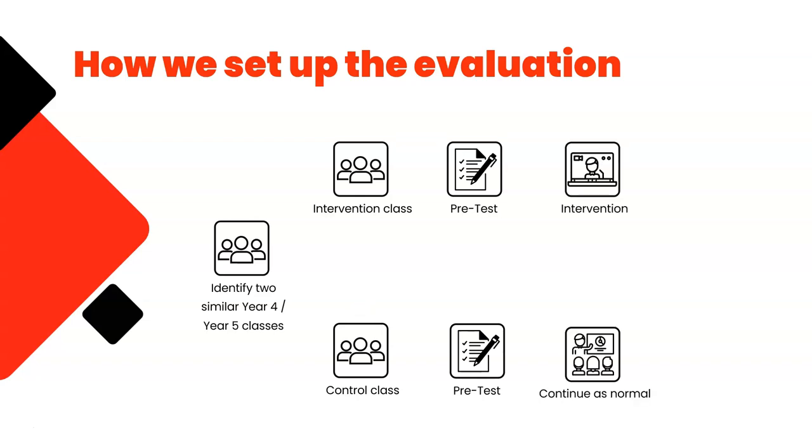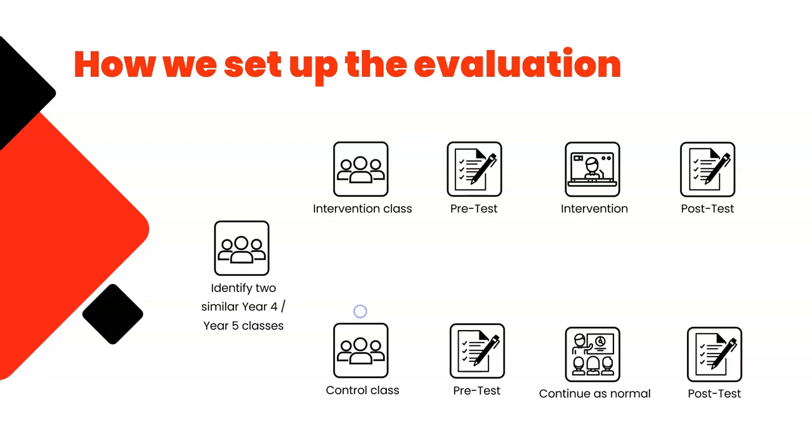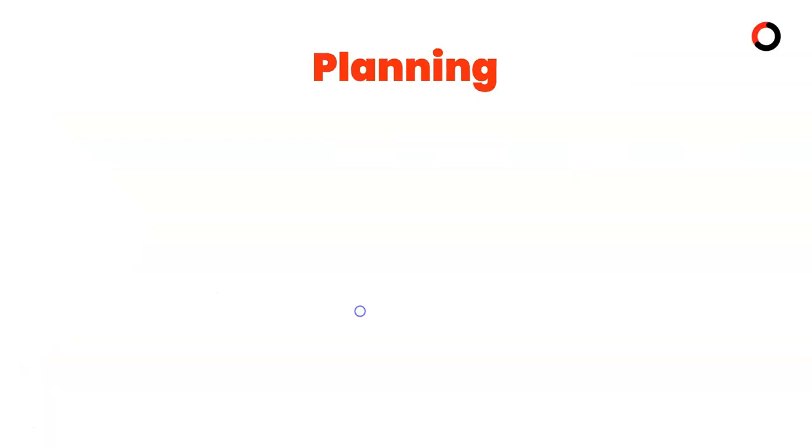The intervention group will use the spelling strategy for the duration of the trial, which is 5 weeks. The control class will continue as normal. And then the post-assessment task is a spelling test again, which is done for both the intervention and control classes. So let's look at this as a step-by-step approach to running the evaluation.